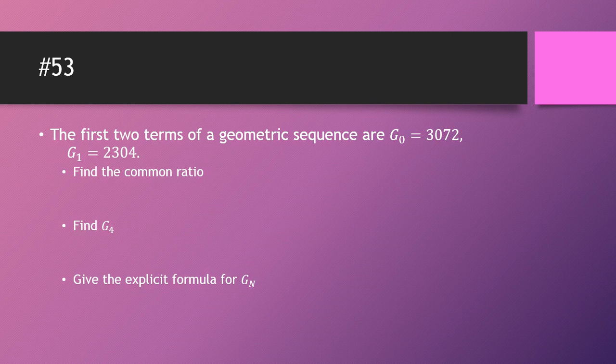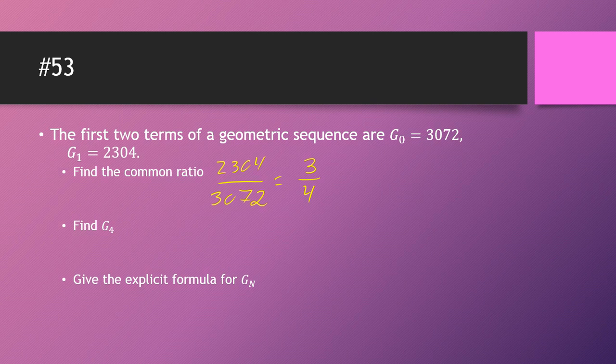To find the common ratio of a geometric sequence, what you're going to do is take the previous number, so the first number, and divide it by the second number. No, scratch that. Do it the other way around. You take the second number and divide it by the first number. So we take the second number, 2304, and divide it by 3072. When you divide that, you end up getting a nice fraction of 3/4, and that is your common ratio. So you divide the second number by the first number, and you get your common ratio.